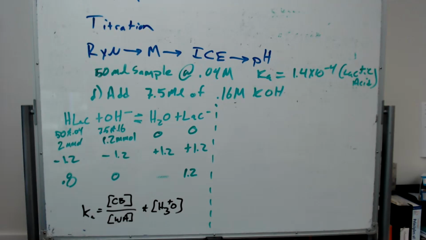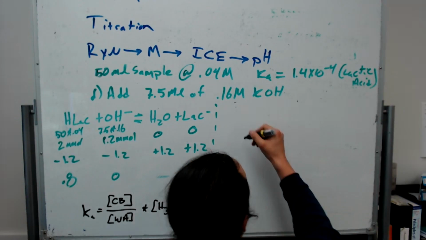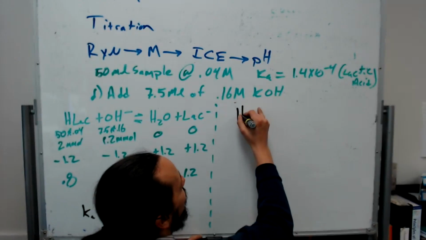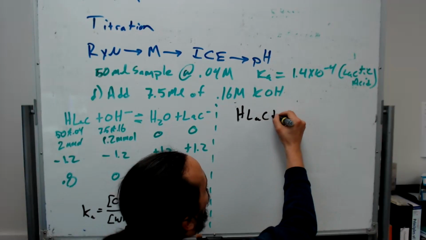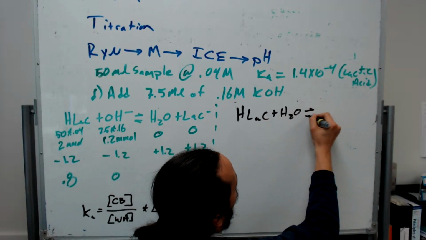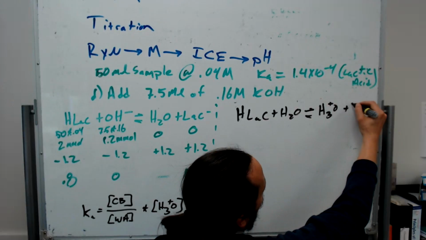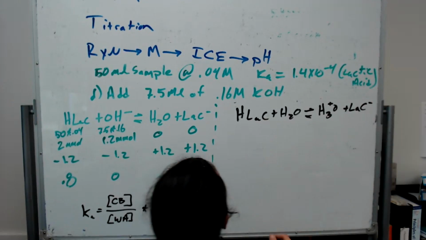There are situations like initial pH, when we don't have both present, we don't get to pick. At the equivalence point, we don't have both present, we don't get to pick. In the buffer region, we get to pick. So let's go ahead and pick the easier one, which is going to be HLAC with H2O going to H3O plus and LAC minus.